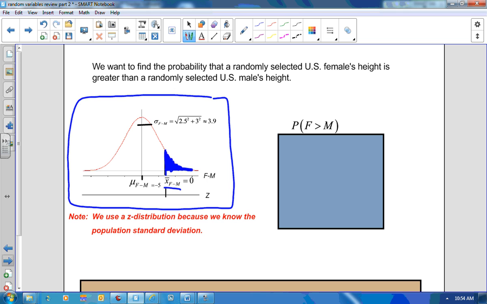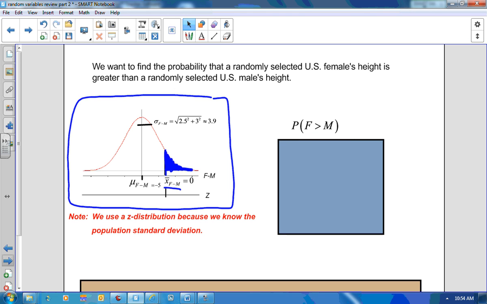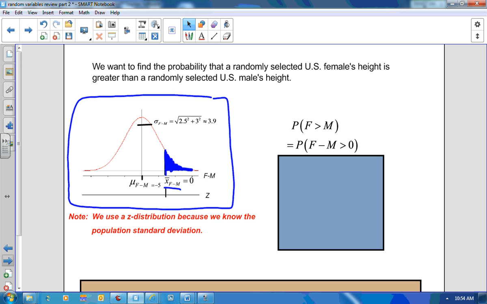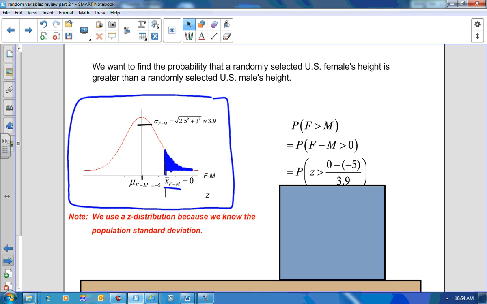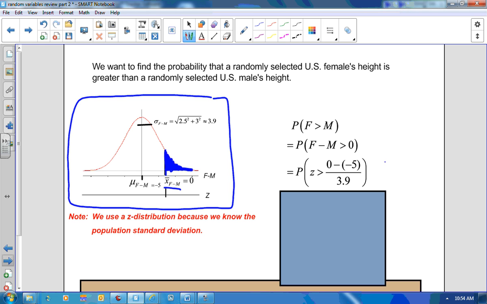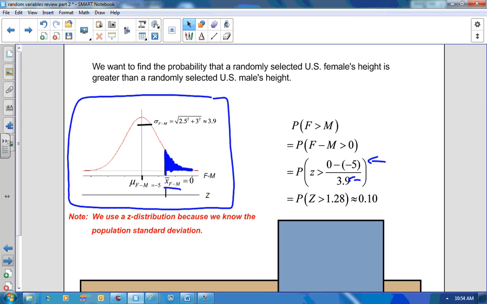So now what I need to do is convert that to a z-score. The probability that the female height is greater than the male height is the same as the probability that the difference in the two heights is greater than 0. Converting it to a z-score, I take my sample difference of 0, and I see how far it is away from the mean, which is -5, scaled in standard deviation units. From that, I get a z-score of 1.28.